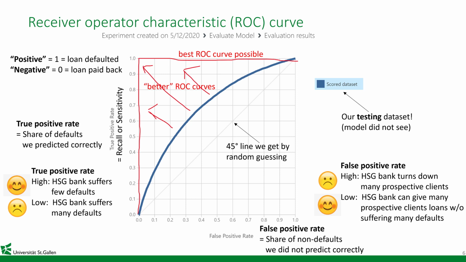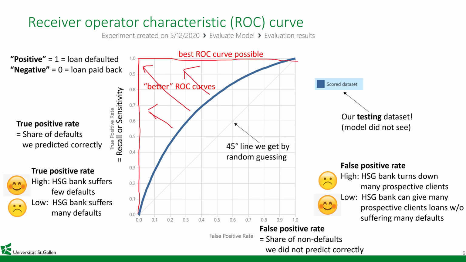Now concerning the false positive rate, if we have a high false positive rate, the HSG Bank turns down many prospective clients. So we are missing out on prospective clients who would pay us money, but we think they will default, and that's why we don't give them money, even though they wouldn't default. On the other hand, if we have a low false positive rate, the HSG Bank can give many prospective clients loans because we only have few false positives.